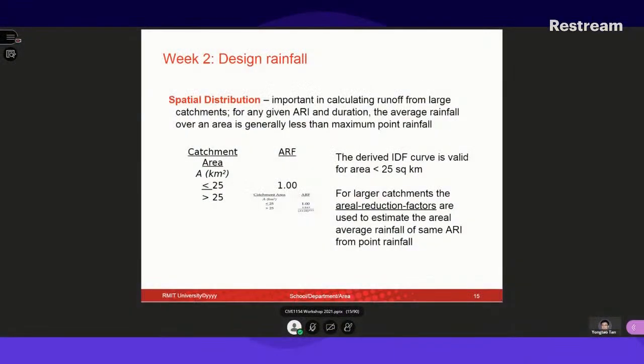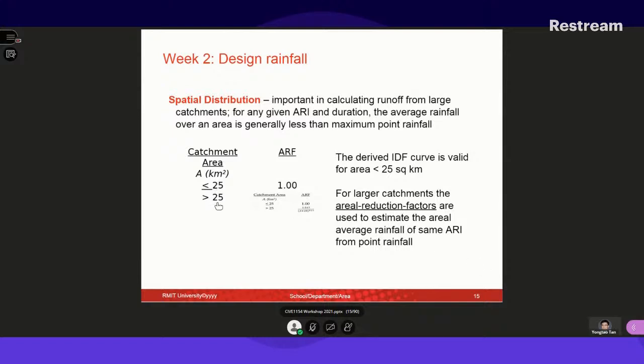Factor. Okay, for large catchment, the area reduction factors are used. The area reduction factor is used to estimate the area rainfall of the same ARI from point rainfall. So how to get the ARF? This is from the manual.